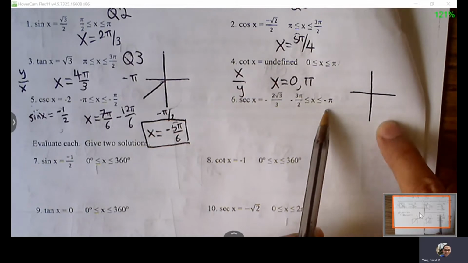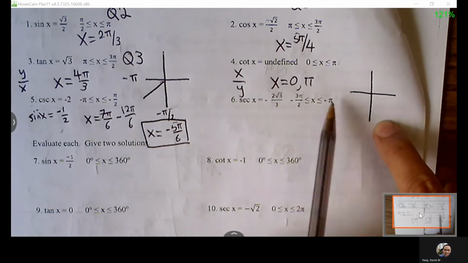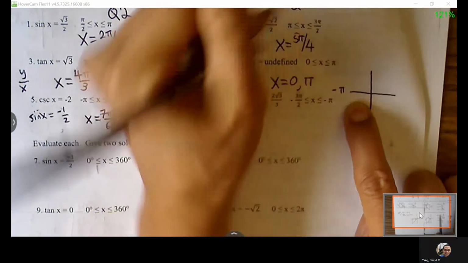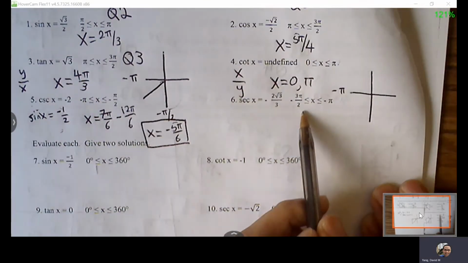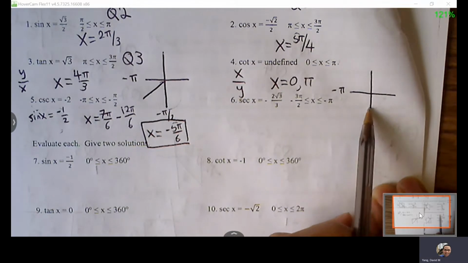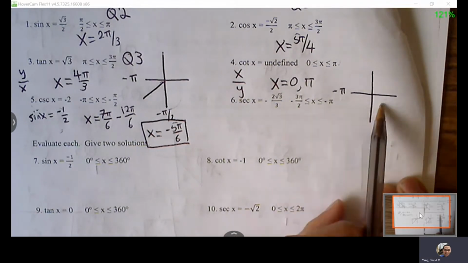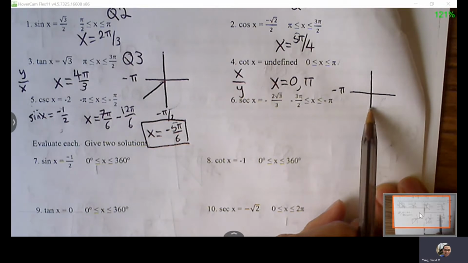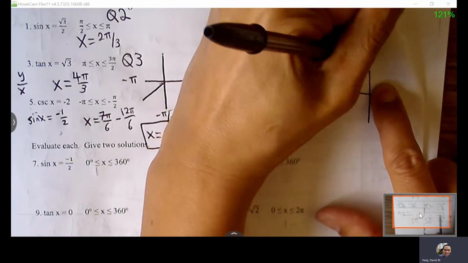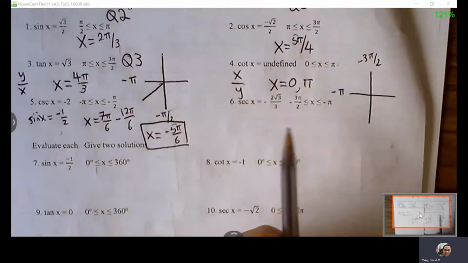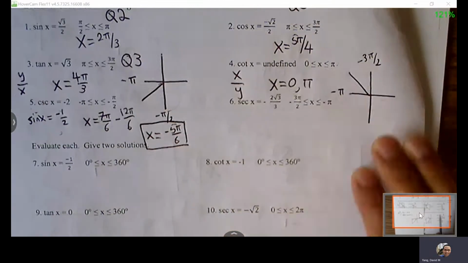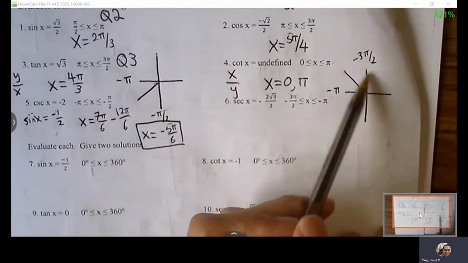Negative 3 pi over 2 to negative pi. All right, where's negative pi? Where's negative 3 pi over 2? All right, I've got to move 3 quadrants over, right? So this is pi over 2, that's another pi over 2, that's another pi over 2. So it's all the way over here. Okay, what's between these two here? We're dealing with the second quadrant, right? Second quadrant. Okay, so we know which quadrant we're dealing with.